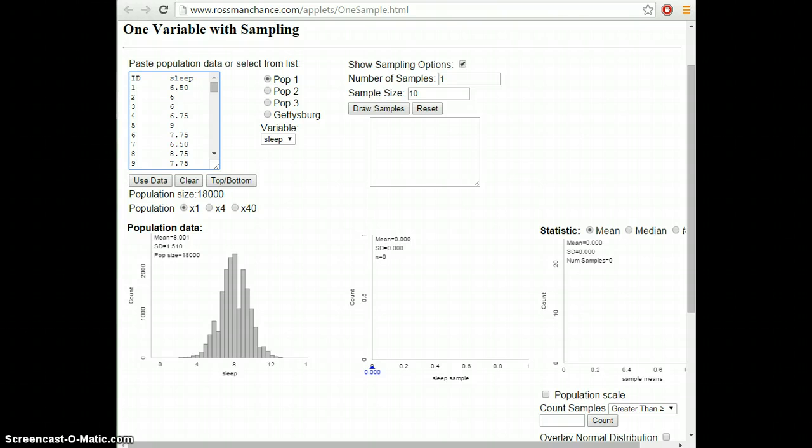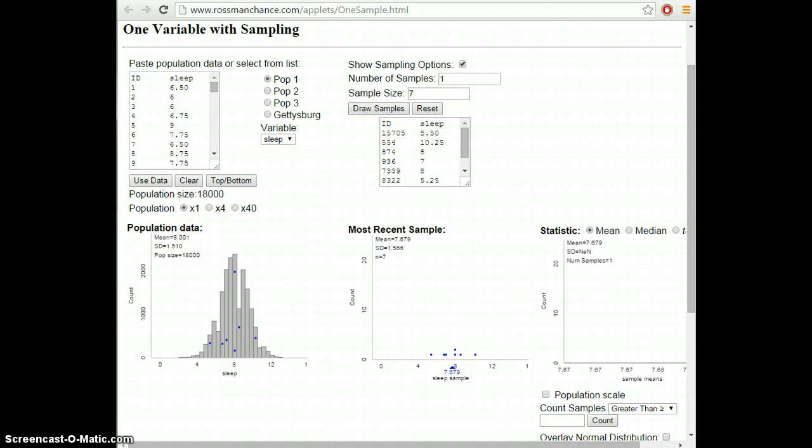Now we're going to change the sample size to 7 right here and draw samples. Okay, so we've drawn the 7 students in our stats class. We do have quite a few more there, but I did want you to be able to see the individual dots. So what's the difference between this and this? Well, this is just 7 out of the 18,000 students. Every dot here is a single student.